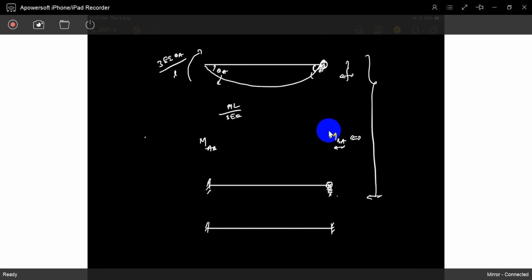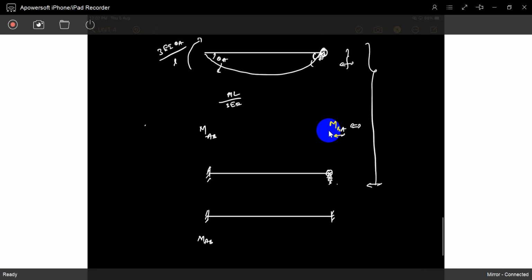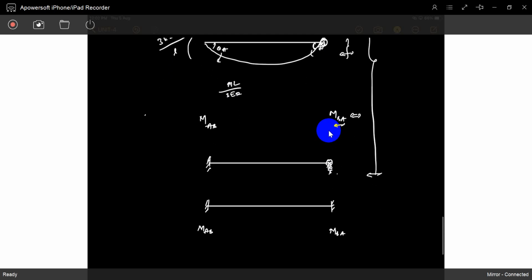First, we assume it is fixed. We calculated MAB and MBA, but we already know the moment at the hinge is 0. So I will apply it. MBA is in this direction, MAB in this direction. The final moment has to be 0. That means you apply the same moment in the opposite direction, and then the moment is going to be 0. Understood?